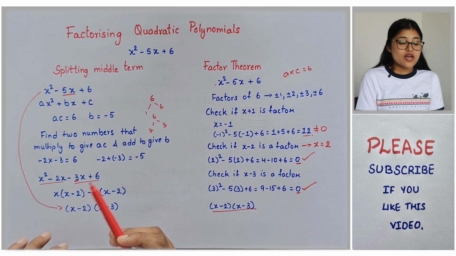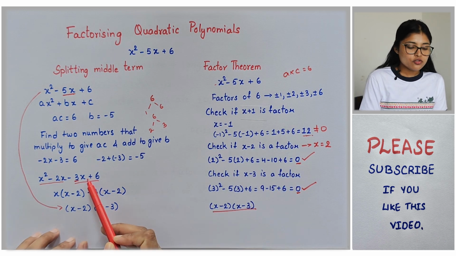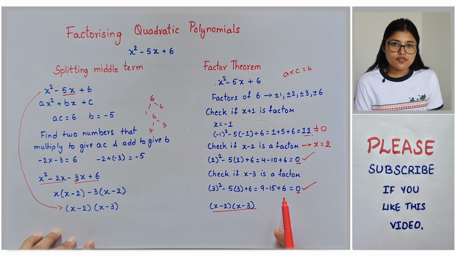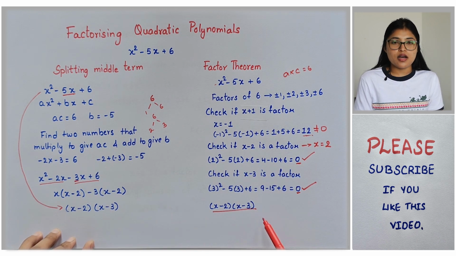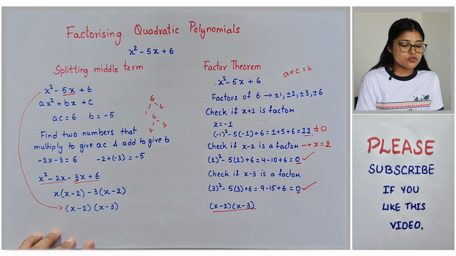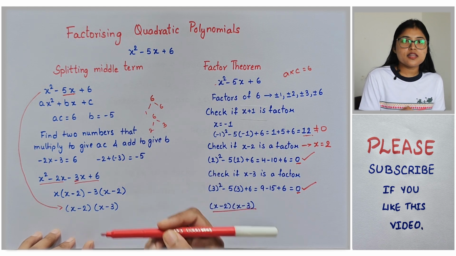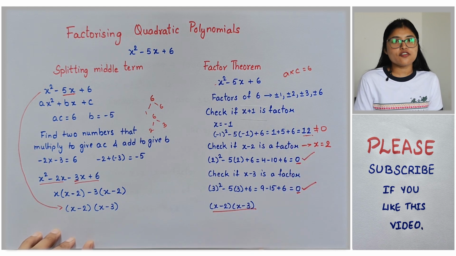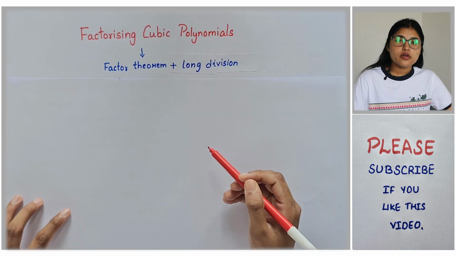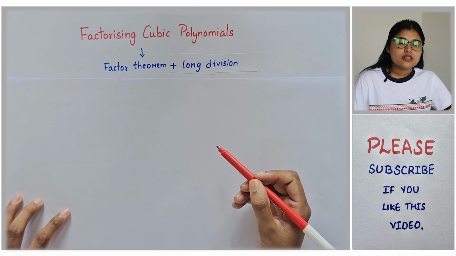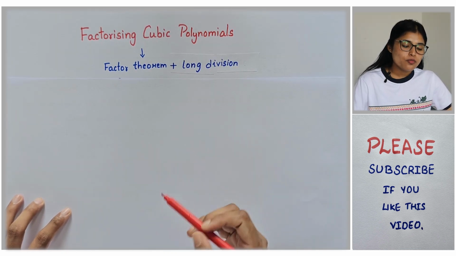in the same form. So as we can see here, either you use splitting middle term method or the factor theorem, you're going to get the same answer. Usually we prefer using splitting middle term method for quadratic polynomials as it eliminates the process of trial and error that we go through in factor theorem. However, the same splitting middle term method cannot be used for cubic polynomials.